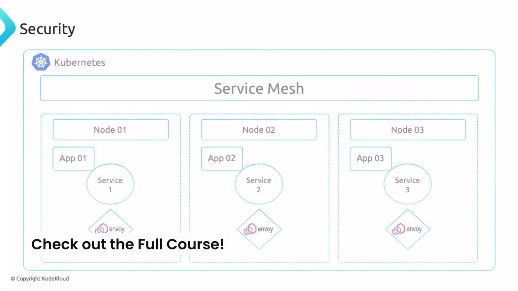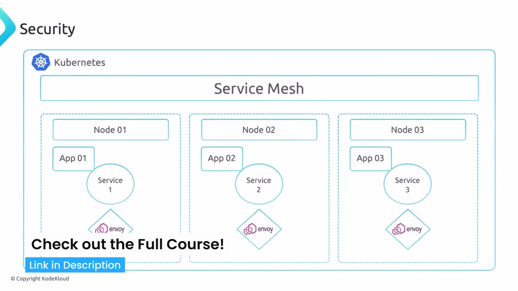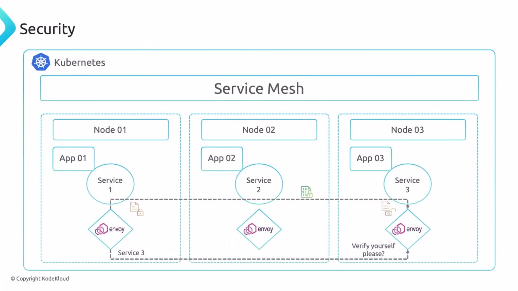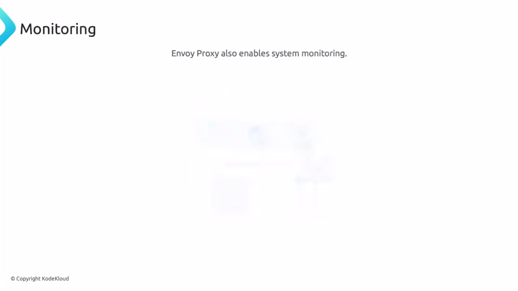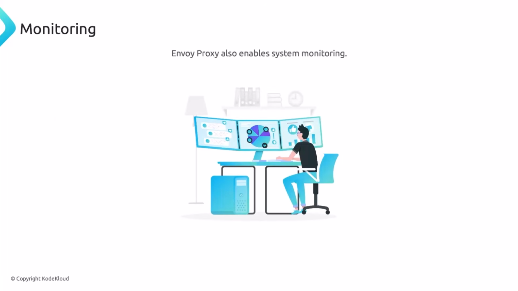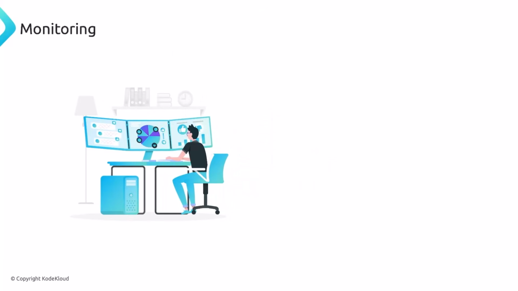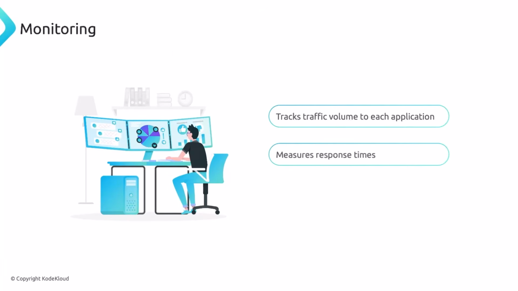Envoy proxy also makes sure that the communication between services is secure. Envoy proxy encrypts the message so that no one can snoop in on it. And it also ensures that only trusted services can talk to one another. Envoy proxy also helps you monitor to see what's happening in your system. It can track how much traffic is going to each application, how long it takes to get a response, and if any applications are having issues.